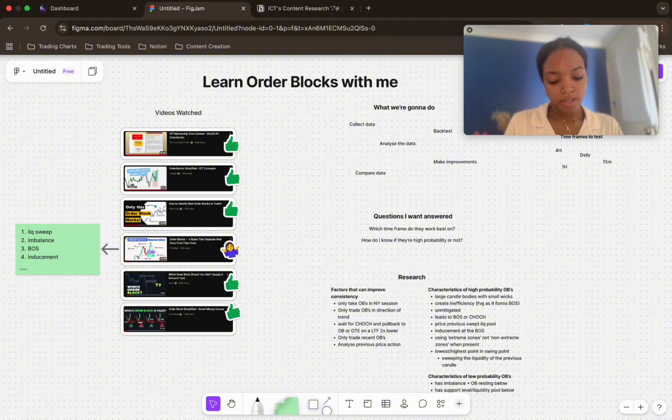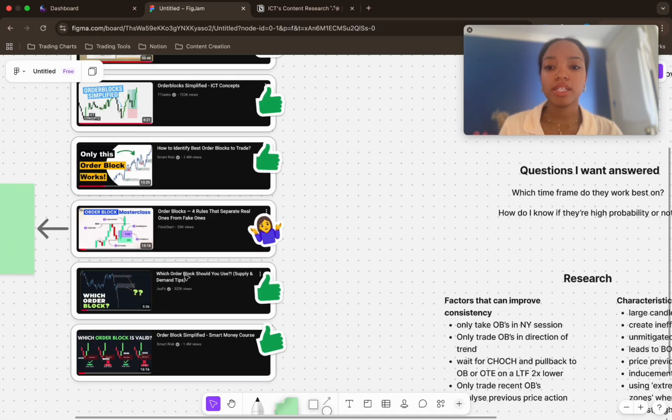Don't mind my dog. But I need to understand how they look on the actual charts, not just remember the concepts. So that's basically what I'm going to be doing now, is I'm just going to be understanding how they move on the charts, and I'm going to be testing them, collecting data on them, and understanding it to a deeper level. I've watched all of these videos here.